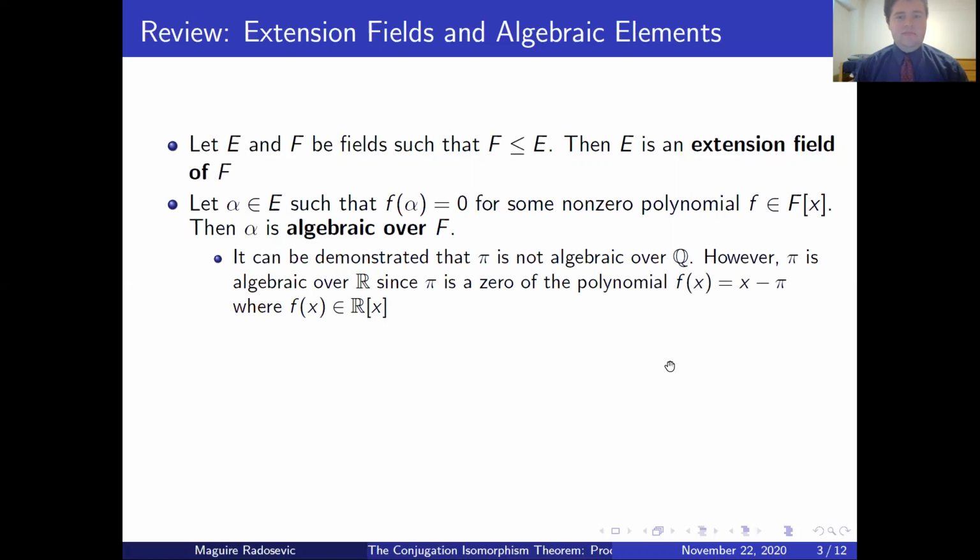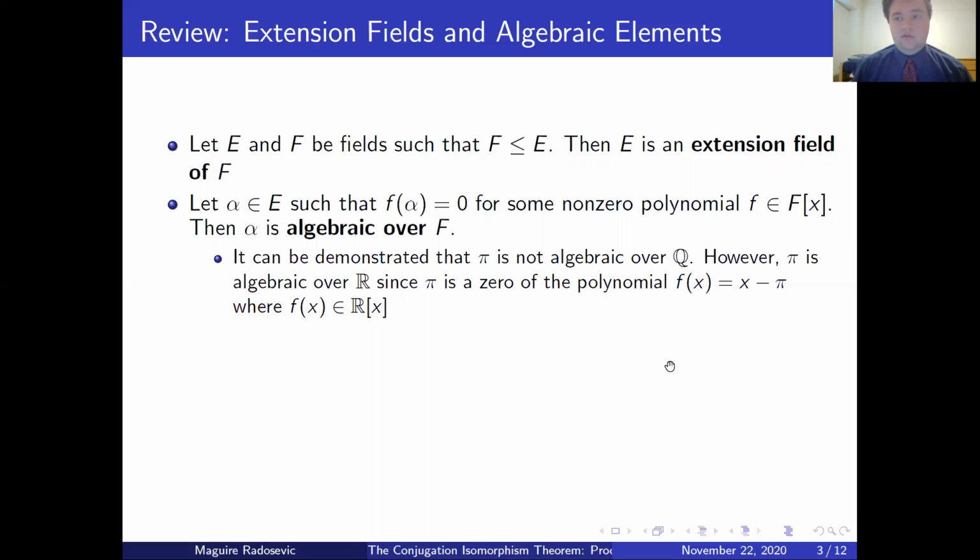Examples to make this concrete, and also to stress the importance of precision in language, saying that something is algebraic over F, as opposed to just saying that it's algebraic, because it matters what field you're referring to. In this case, it can be demonstrated that the number pi is not algebraic over the field of rational numbers. So no matter how high the degree of the polynomial, or no matter what rational coefficients we use, we can never have it such that pi is a zero of a polynomial with rational coefficients. This is why we call pi a transcendental number, as opposed to an algebraic number.